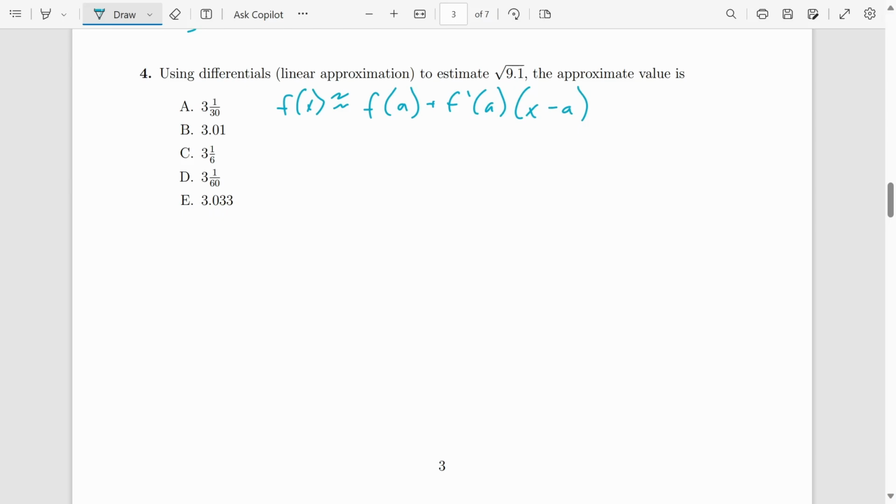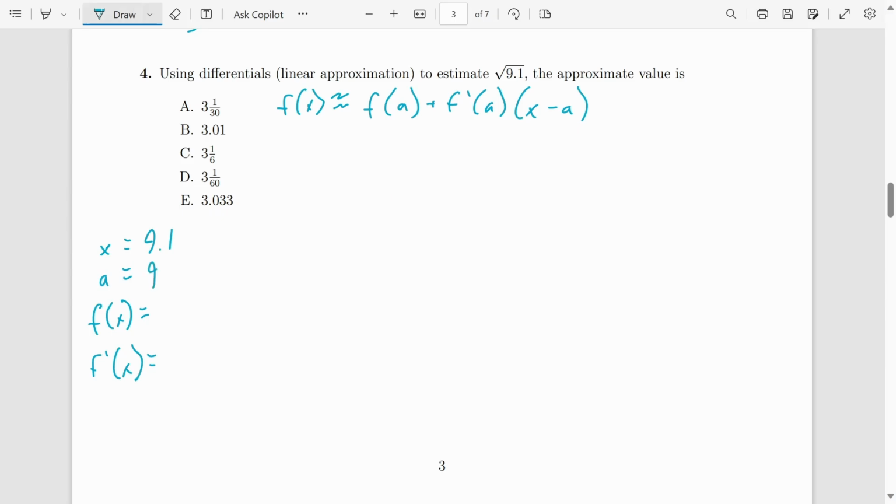So we have a few things we need to find before using this formula, though. Namely, we need to find x, we need to find a, we need to find f of x, and f prime of x. So we need to find all 4 of these before we can go ahead and use this equation. So our x, that is the weird decimal value that's inside of this expression. In this case, it's going to be 9.1. A is going to be a value that is very close to x, but would be much easier to calculate if we used that instead of x. Now, since we have a square root here, and since 9 is really close to 9.1, and 9 is way easier to take the square root of, let's make that our a.